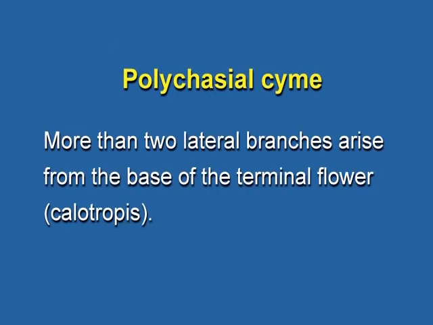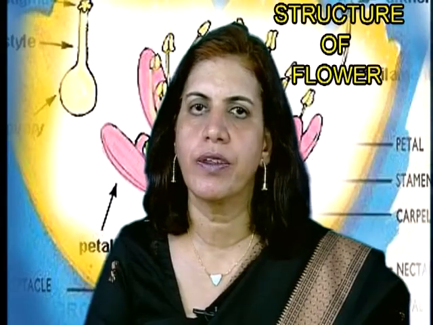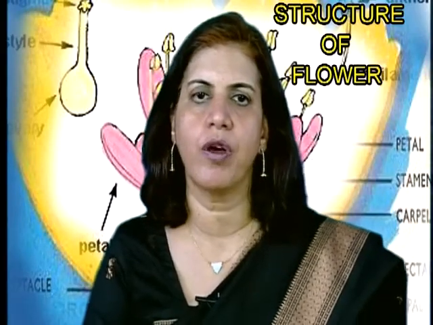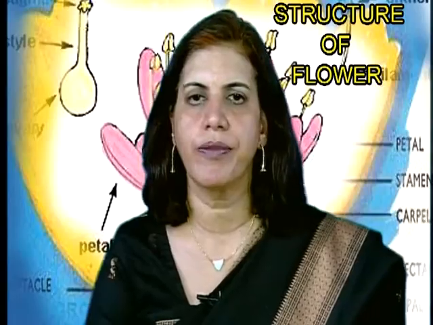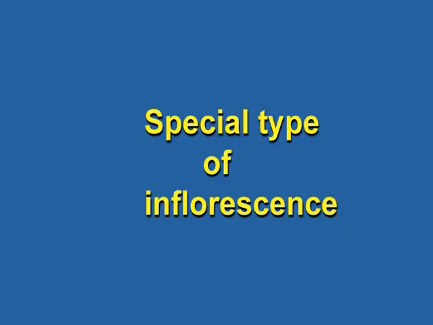Now, let us talk about polychasial cyme. Poly means many. That means more than two lateral branches will be produced from the base of the terminal flower. It is present in Calotropis. That means Calotropis is the example of polychasial cyme. Now, we will discuss some special types of inflorescence.